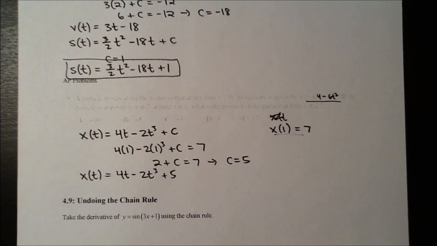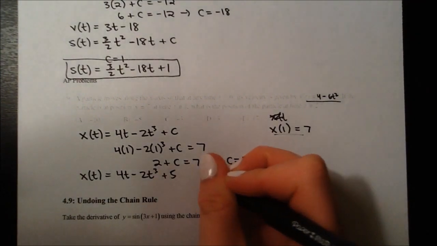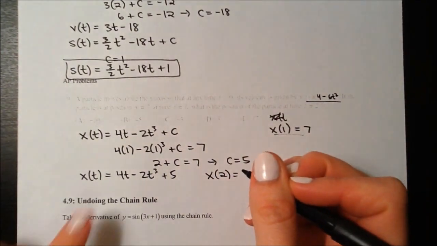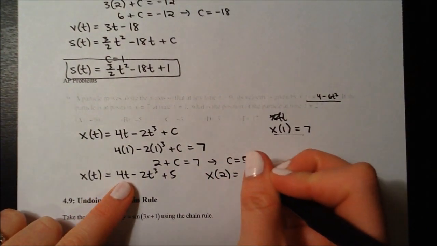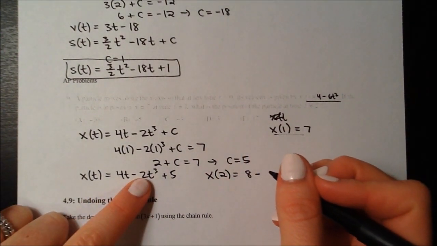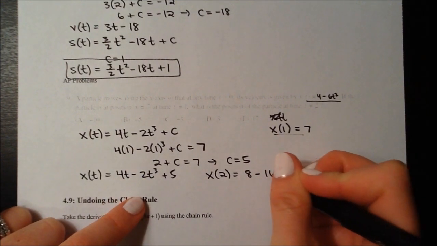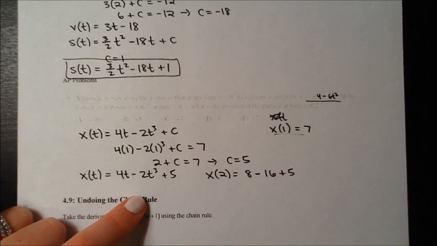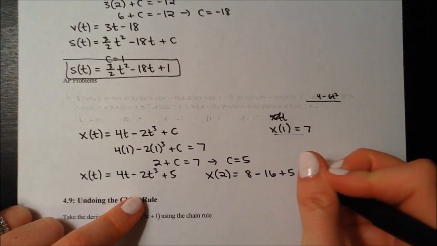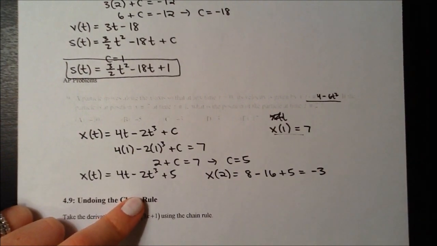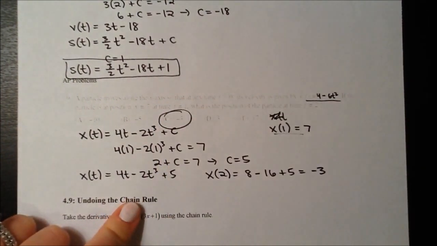And then what they're asking us for is what's the position at t equals 2? So we are going to plug in 2 into our position function. Okay, so 4 times 2, of course, is 8, minus 2 times 2 cubed, 16, and then plus 5. So 8 minus 16 is negative 8, plus 5 gives us a negative 3, and even though it's hard to read, that would be option C.